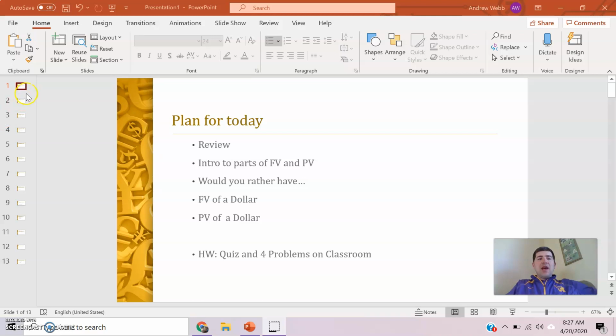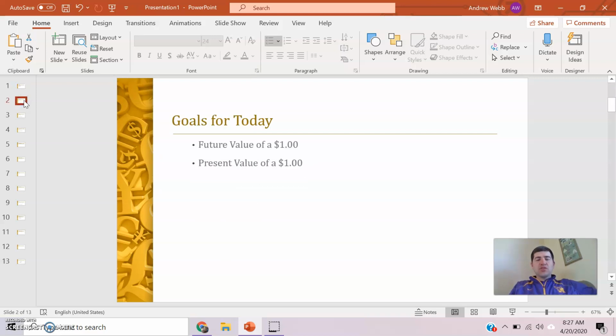By the end of this lesson, hopefully you should be able to know what the future value of a dollar is and what the present value of a dollar is, and how we calculate those things.